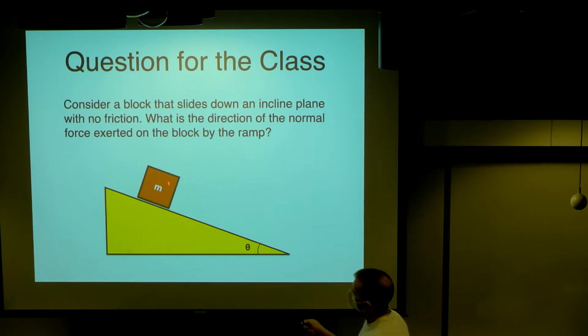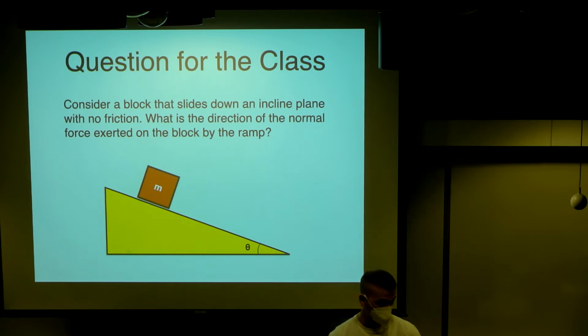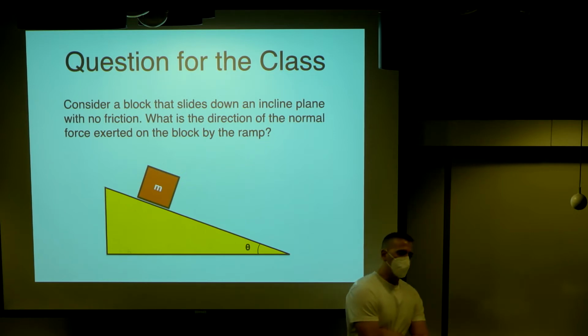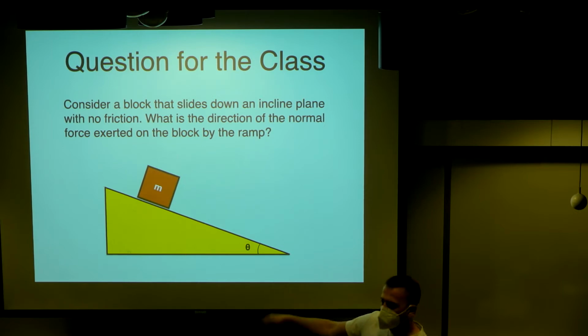Okay? So if we have this block resting on the ramp, we have this notion that there's a normal force that the ramp pushes on the block with. What is the direction of that force? Obviously, you don't have to give me an angle in degrees, but generally speaking, which quadrant is the normal force going into? The first quadrant? Yeah. And is it going straight up or is it at an angle?